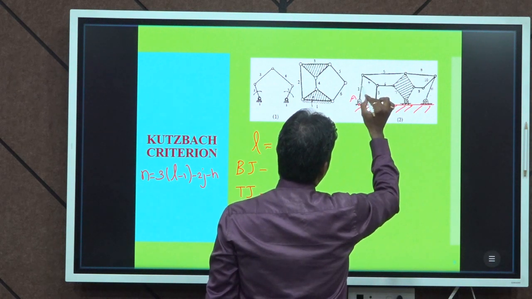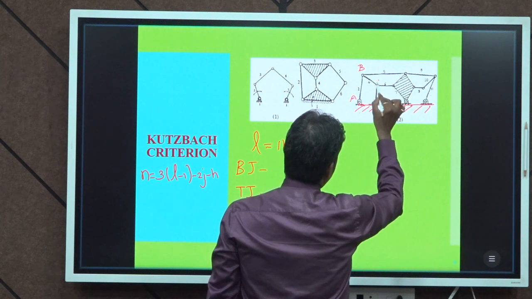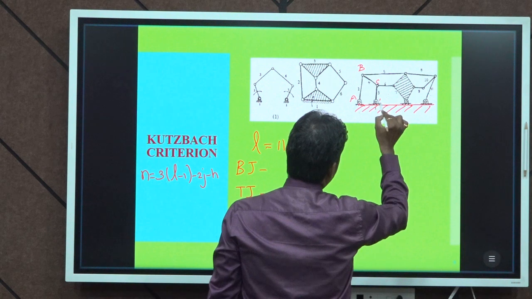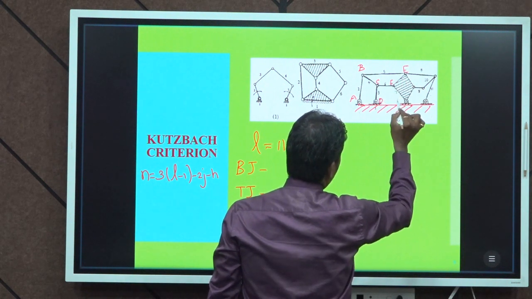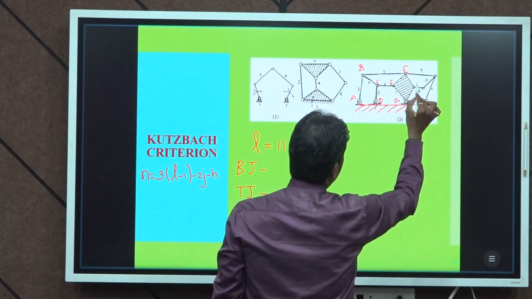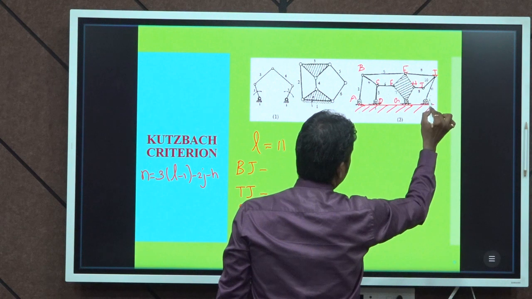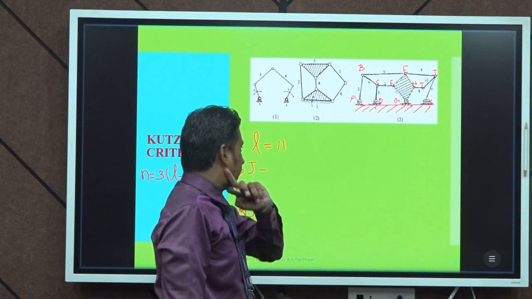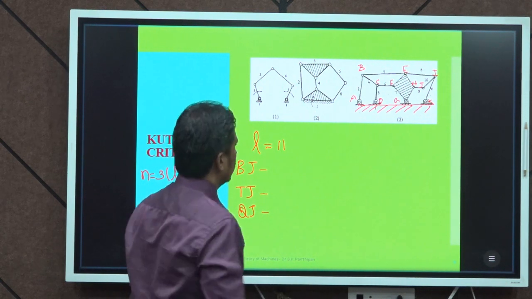Link 2 is connected with 2, 4, 5, this is B. Next this one C. Again C with 1, this is D. This is E, F, G, H, I, J, K. So, we are having connections up to K. Now, let us make a joint analysis.